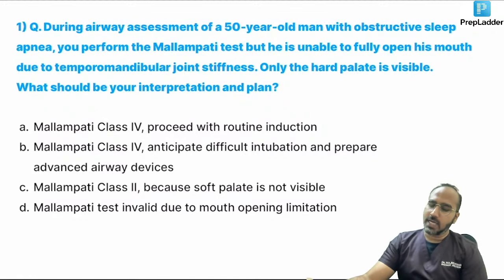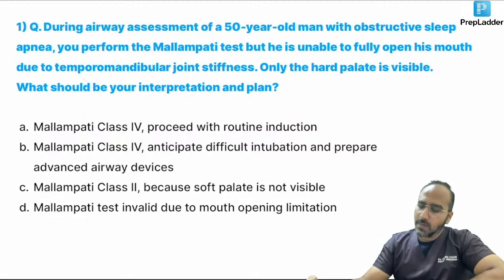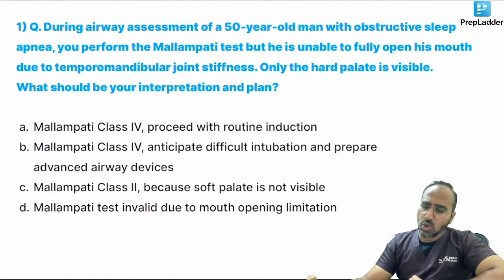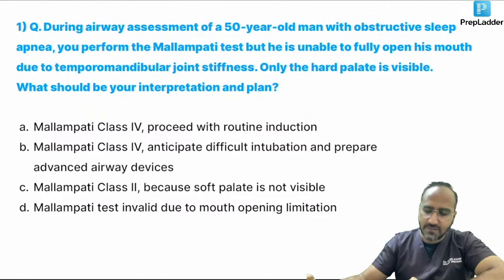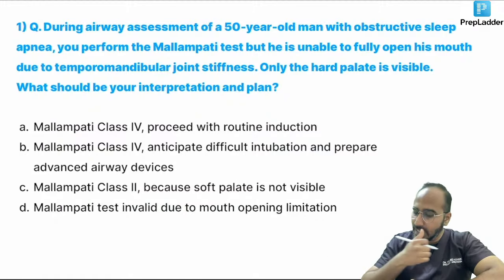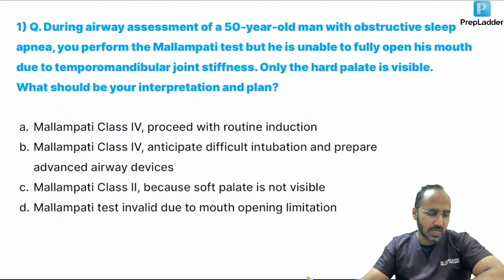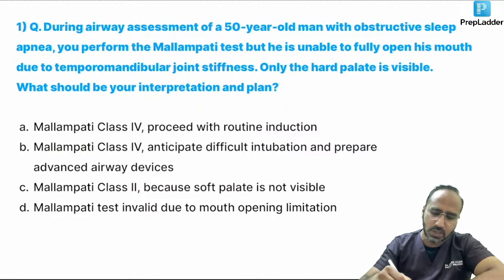During airway assessment of a 50-year-old man with obstructive sleep apnea, you perform the Mallampati test, but he is unable to open his mouth fully due to TMJ stiffness. Only the hard palate is visible. What is your interpretation and plan for this patient? The patient has OSA, so he's obese, with TMJ stiffness. Only the hard palate is visible when he opens his mouth. Basically, under Mallampati, which class does he go to?